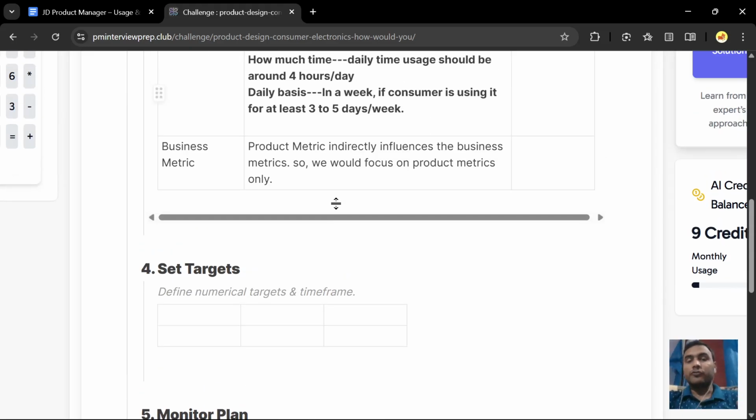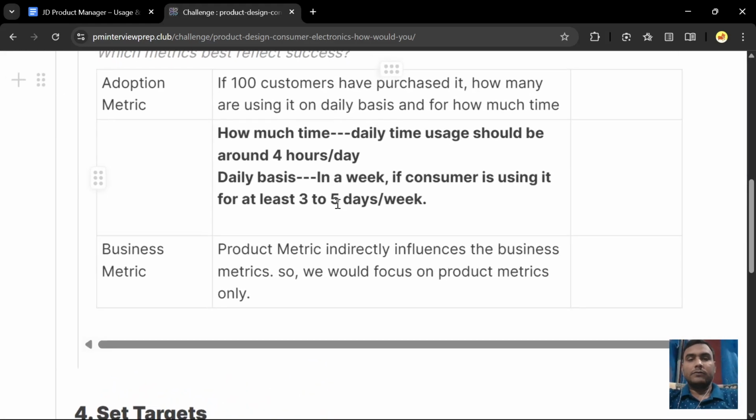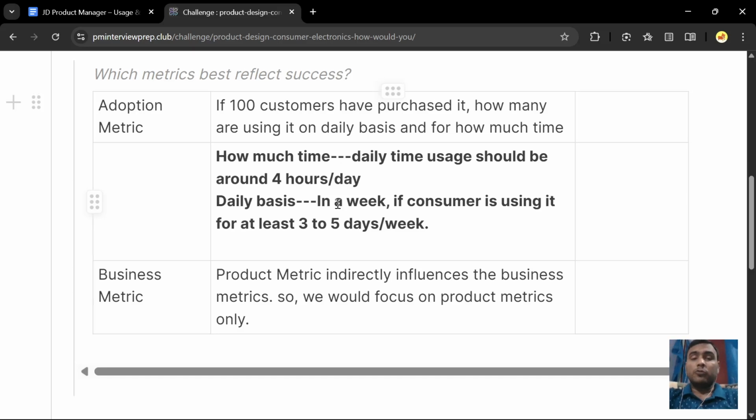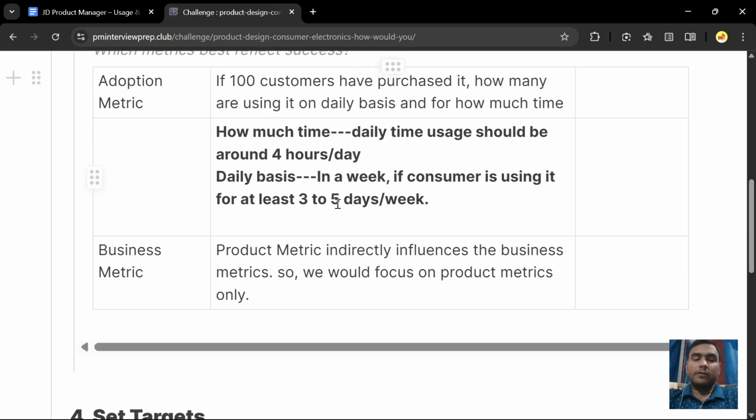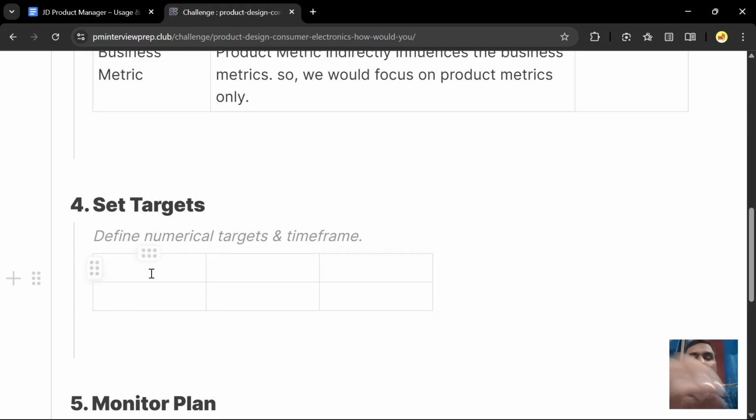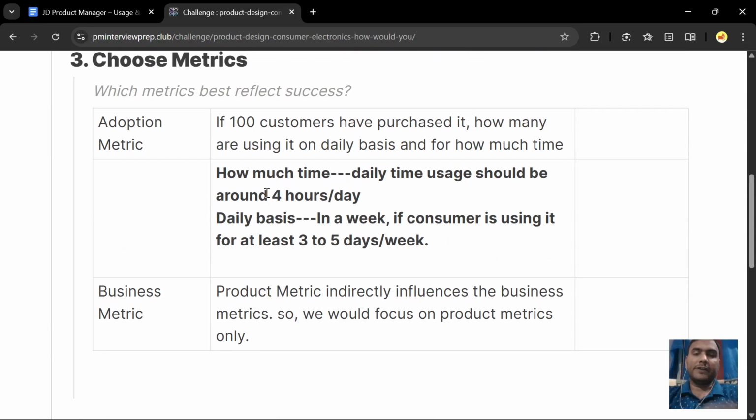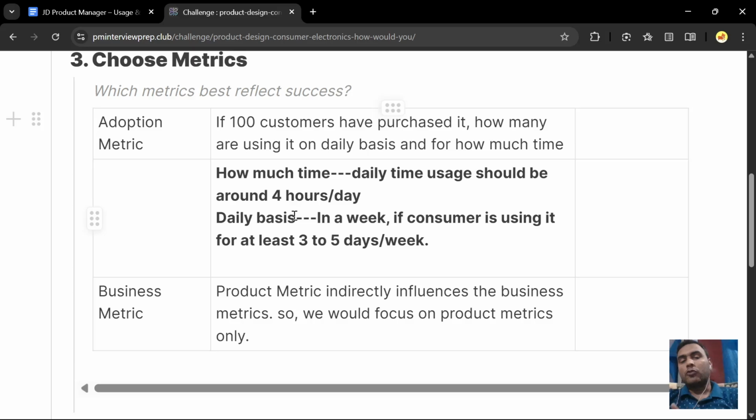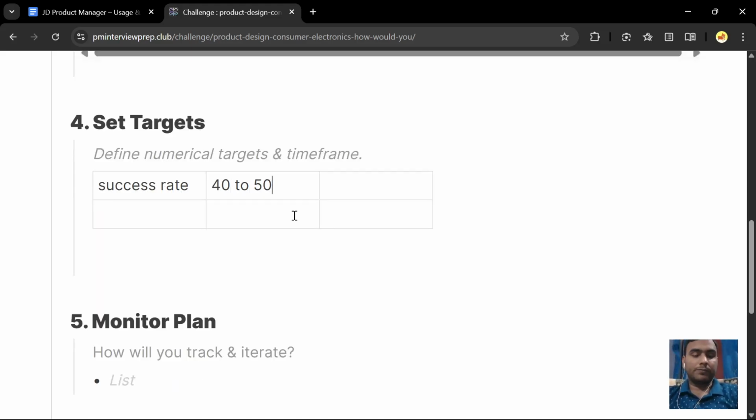Supposing that we found these 100 customers, just taking a sample size, and looked at the success rate for the same metric that we chose, that daily usage should be 4 hours per day and weekly usage should be 3 to 5 days. Supposing that we found our success rate is around 40 to 50%.